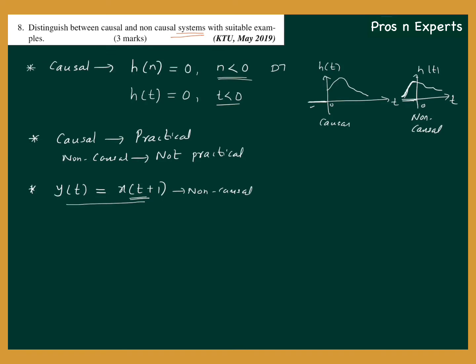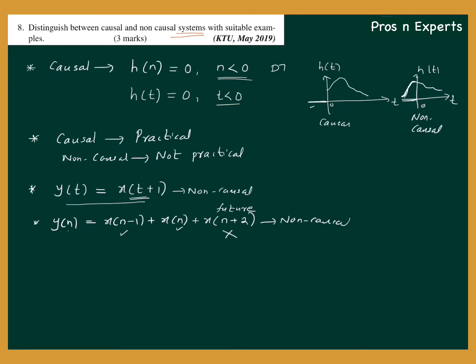Similarly, for discrete time systems, y of n is equal to x of n minus 1 plus x of n. Up to this point it is a causal system, no doubt, because the output depends on the present input and the delayed, previous input. But if you add x of n plus 1 or x of n plus 2 here, now this becomes a problem. These are all future values. So the present output depends on a future input, an input which has not yet occurred. That is not practical. So these are non-causal systems.